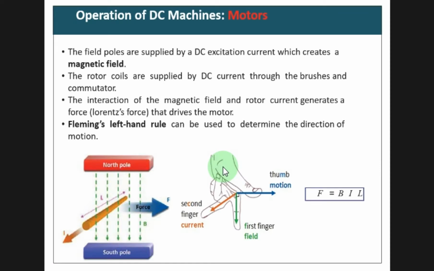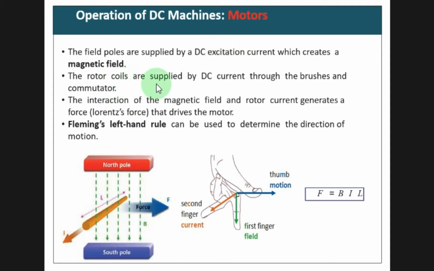Then let's look at the operation of DC machines. First we will consider the motors. When we say motor, it basically converts electrical energy to mechanical energy. Here the field poles are supplied by DC excitation current, which creates a magnetic field. Or sometimes it could be permanent magnets. If it is an electromagnet, then the field poles are supplied with DC excitation current.